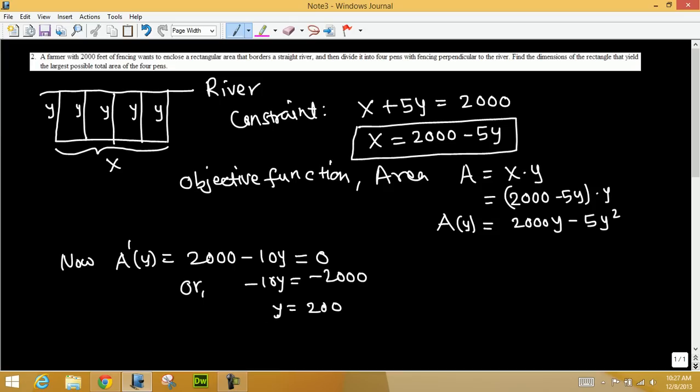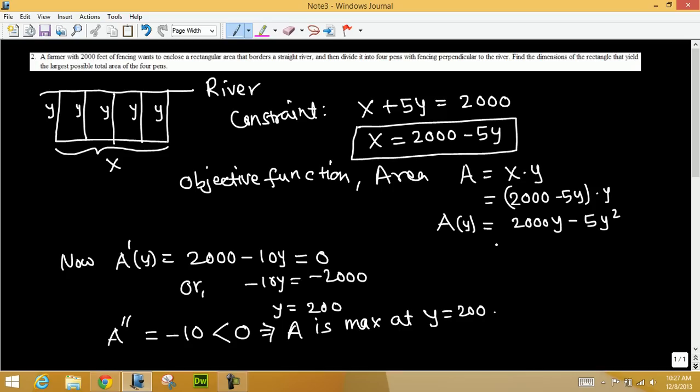So to check if y maximizes or not, we're going to find the second derivative. We can use the second derivative test. Let's find the second derivative, A double prime. Derivative of 2,000 minus 10y is negative 10. So the second derivative is negative, less than 0. That means the function is maximum at y equals 200. In fact, the function is maximum at any y value. This is always negative. Implies A, which is area, is max at y equals 200.